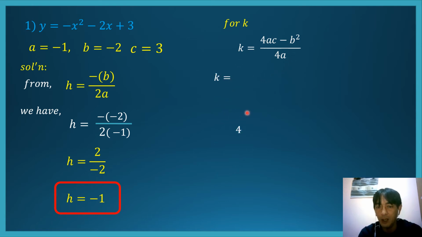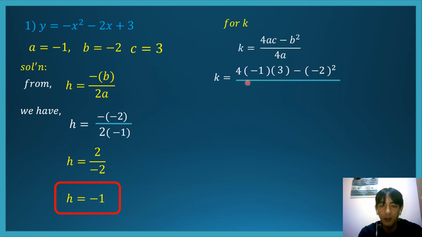Substituting the given values, we have k is equal to 4 times negative 1, yung a natin, times 3, yung c, minus negative 2 squared. All over 4 times yung a, negative 1. Okay, so dahan-dahan lang. Ang k natin, multiply mo muna to. So, this will be negative 12. And then, negative 2 squared is 4. So, minus 4 ka tayo. Okay, so all over negative 4. 4 times negative 1 is negative 4. I-minus mo muna bago mo i-divide.